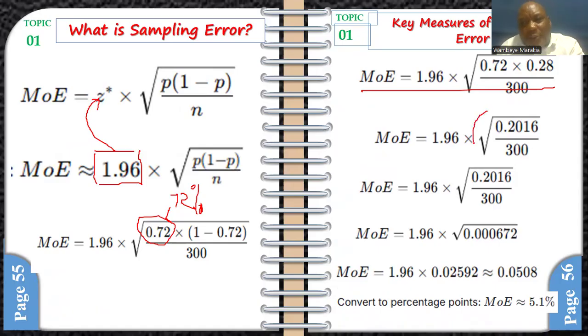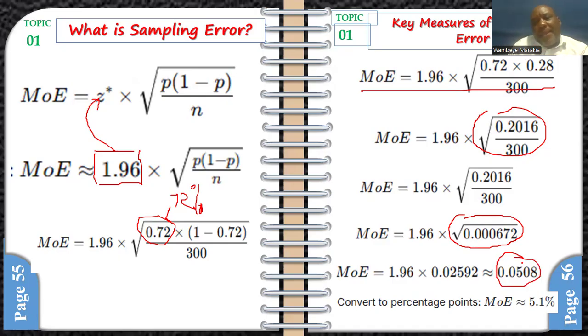Then continue working out this part. When you take 0.72 times 0.28, you get 0.2016 all over 300. Then you continue working it out with your calculator, and you get the margin of error to be 0.0508. Then convert this into a percentage by multiplying it by 100.